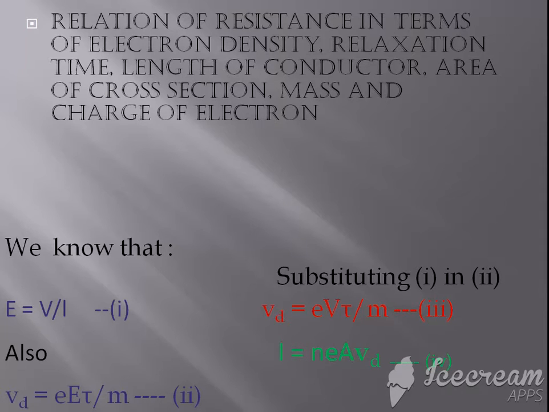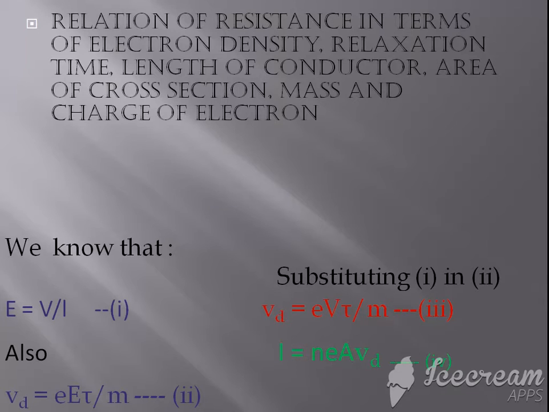Now how we are going to start it? Suppose there is a conductor of length L. V is the potential difference applied across the ends of conductor. Now you know this relation, E is equal to V by L, as this relation was very helpful in the chapter of capacitors. E is equal to V by L. It was derived from E is equal to dV by dr.